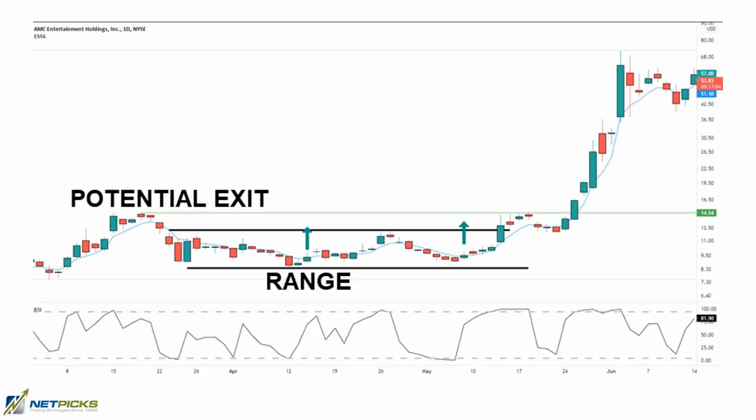This is a daily chart of AMC. Price movement shows us we're in a trading range. We'll be looking for bullish signals at the bottom of the range and bearish signals at the top. Trading the range here played out pretty well.